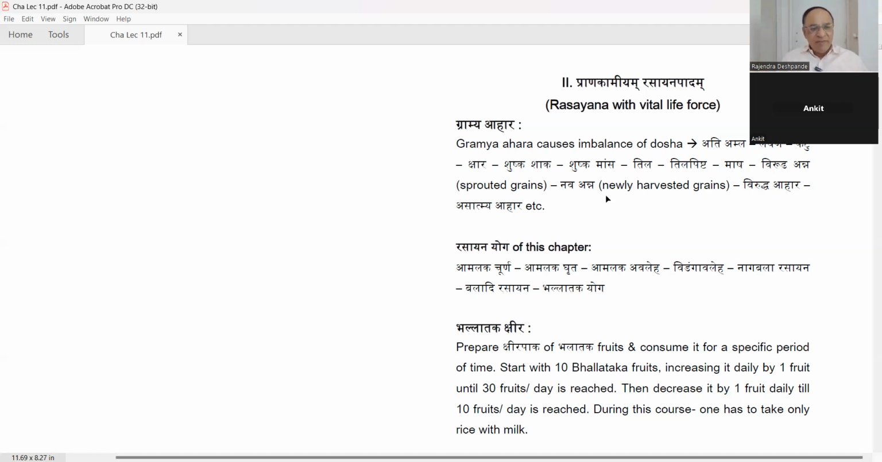That is Antarvegi jvara lakshana. There will be internal burning, Antardaha, a lot of desire to drink water, that is Trishnadhikya, Pralapa, Shwasa, breathlessness, etc. And in Bahirvegi jvara, all these symptoms are very, very less or negligible. And the main thing: Bahirvegi jvara is Sukhasadhya and Antarvegi jvara is difficult to cure. Okay.